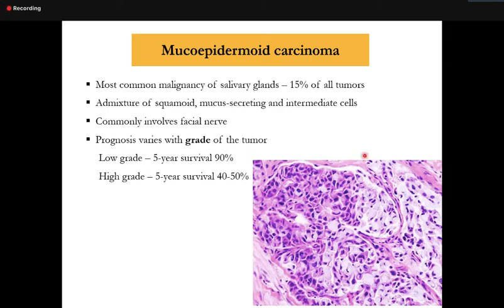Now the prognosis of this tumor is dependent on grade. If it is low grade, 5-year survival is excellent with only a few recurrences, and if it is high grade, then 5-year survival is less than 50%. So it is an aggressive tumor if it is high grade.